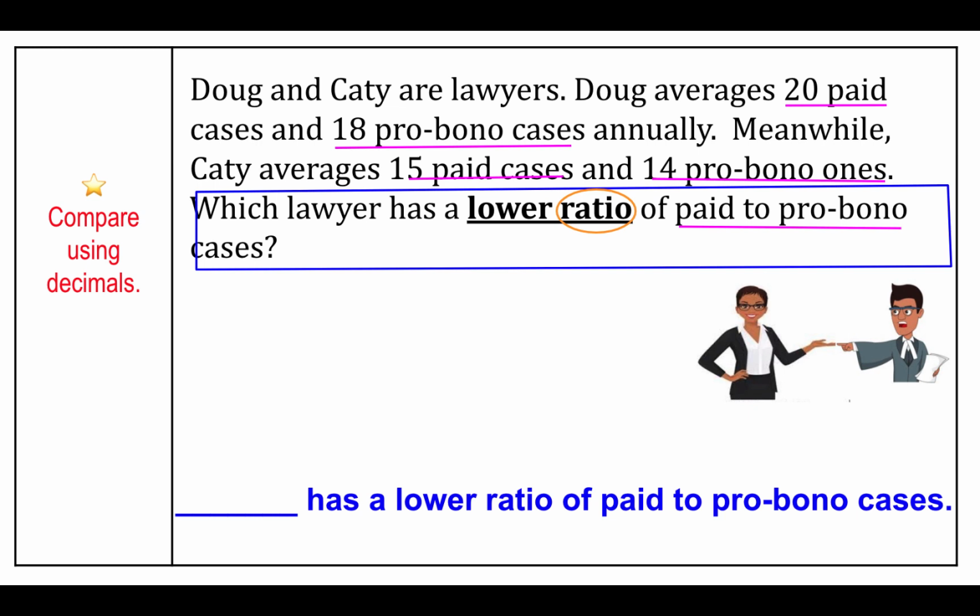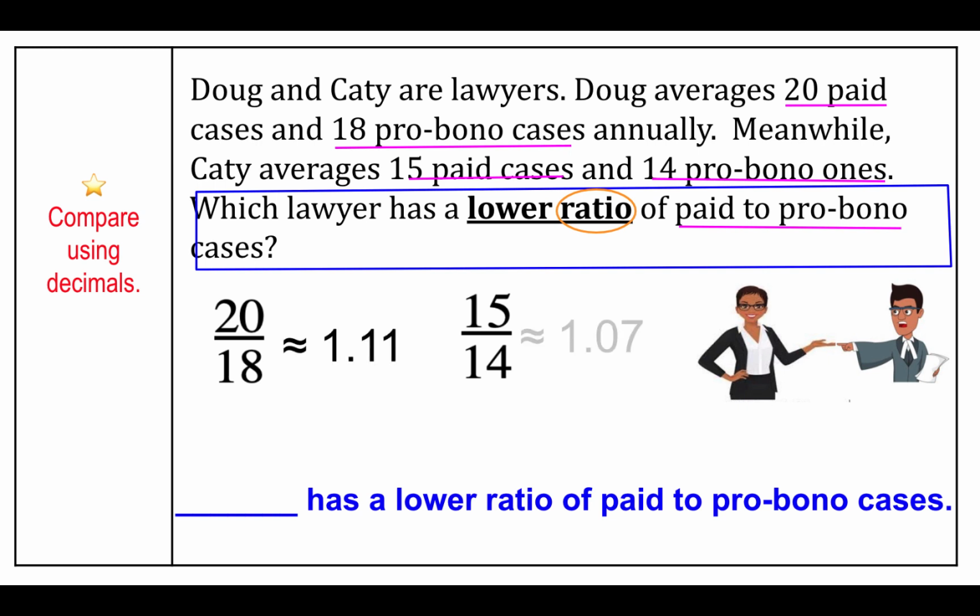If I'm looking for Doug, he has 20 paid to 18 pro bono. And Katie has 15 paid to 14 pro bono. Which one had the lower ratio? So again, you can compare them using decimals. When I did that, I had to do an approximation. Now, which one was smaller? The second one there, the 15 to 14, which goes with Katie. So Katie has a lower ratio of paid to pro bono cases. Anything you need to change in your notes, go ahead and do that using mine right now.